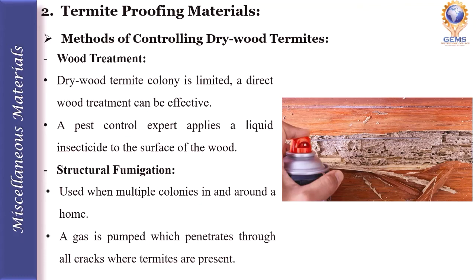The second method is structural fumigation. This structural fumigation is used when a termite attack includes multiple colonies in and around a home. In this process, a gas is pumped which penetrates through all cracks where termites are present. In the wood treatment, we use a liquid insecticide. In the structural fumigation, we are using a gas which is capable of killing the termites living all over the cracks of the building.